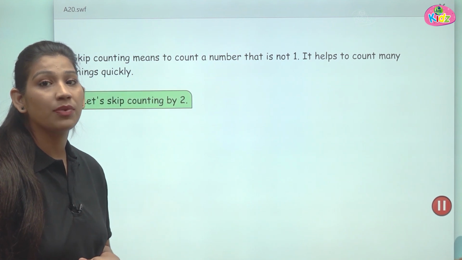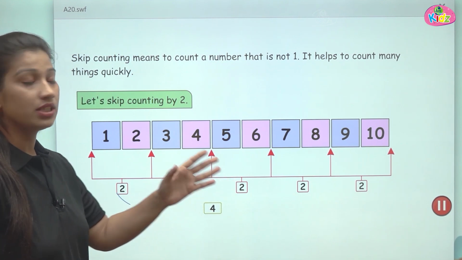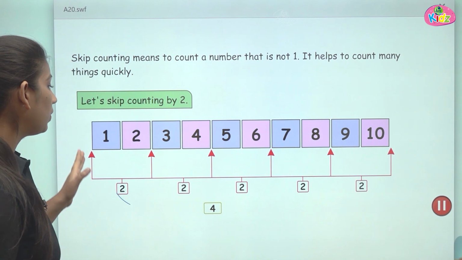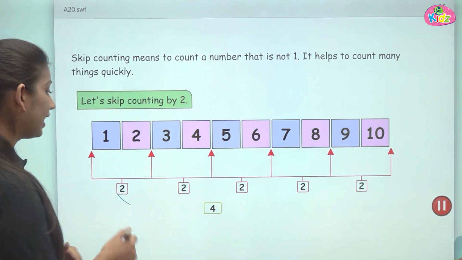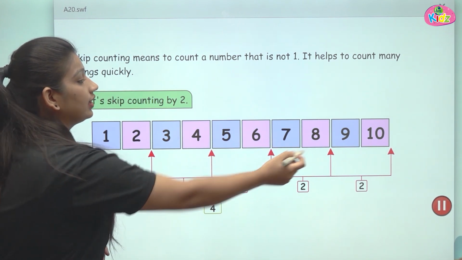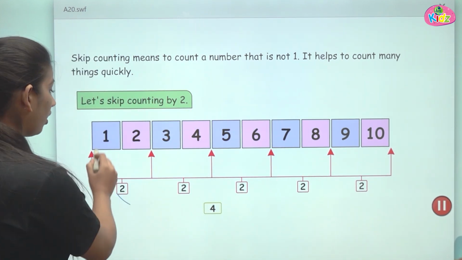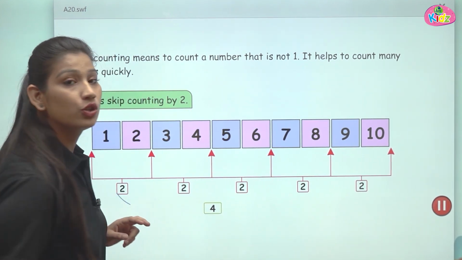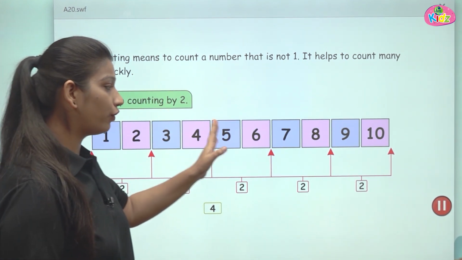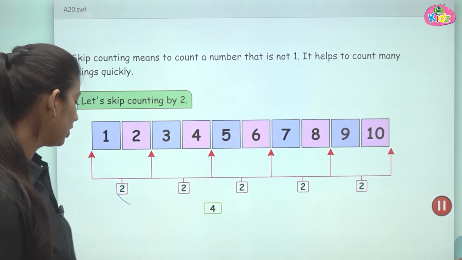Here we have the skip counting by 2. You can see here, students, we have numbers from 1 to 10. So we will skip and get 2. Then we will skip again and again. Here you can see all the numbers are grouped into 2. They are clubbed together in pairs: 1 and 2, 3 and 4, 5 and 6, 7 and 8, 9 and 10. These are clubbed by 2 numbers together.